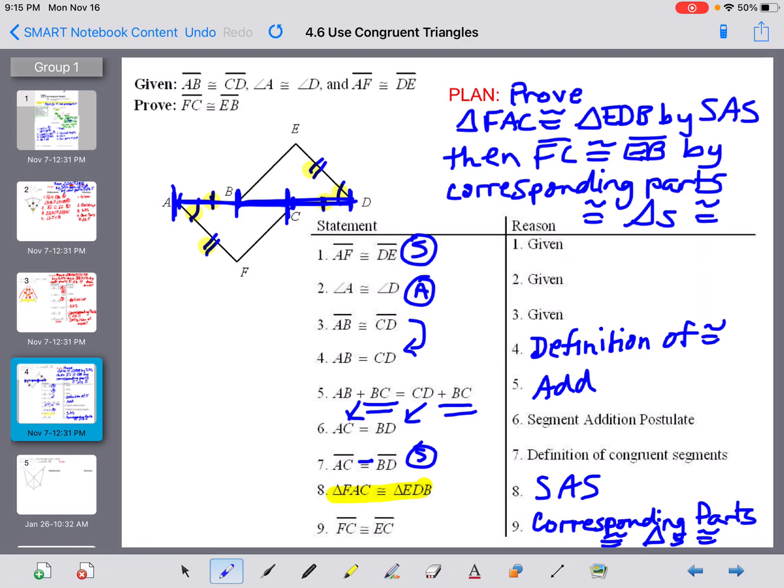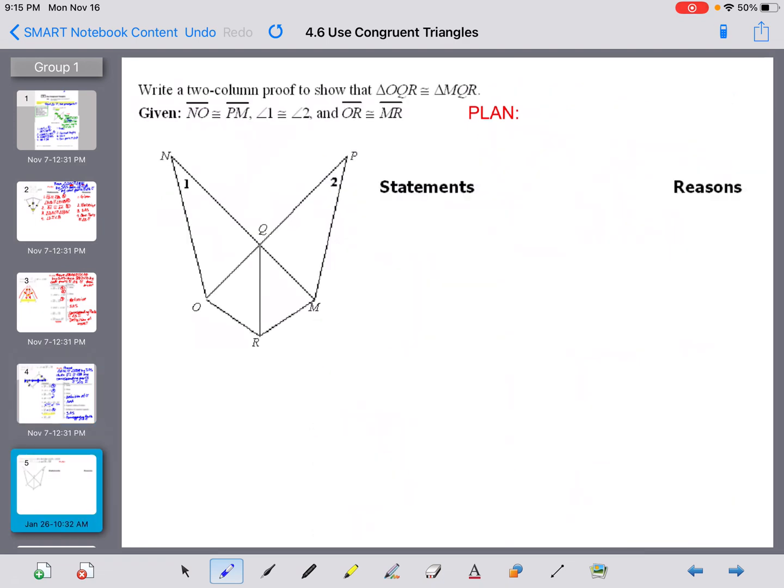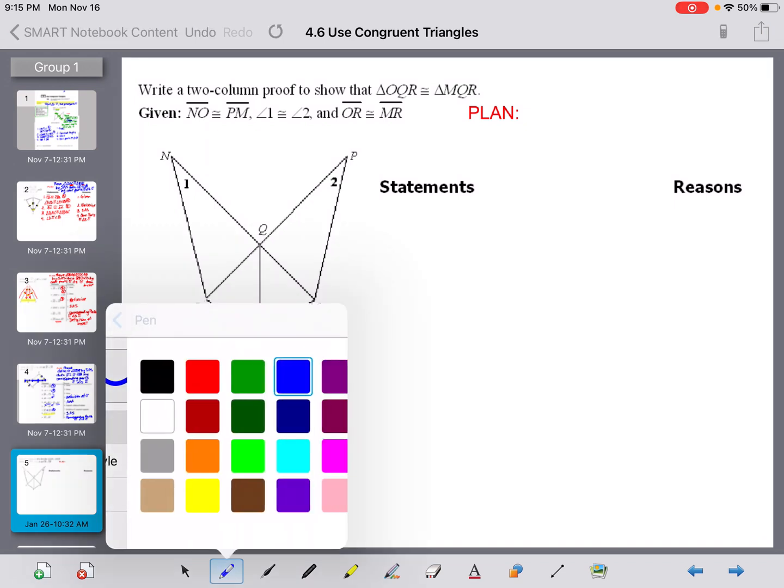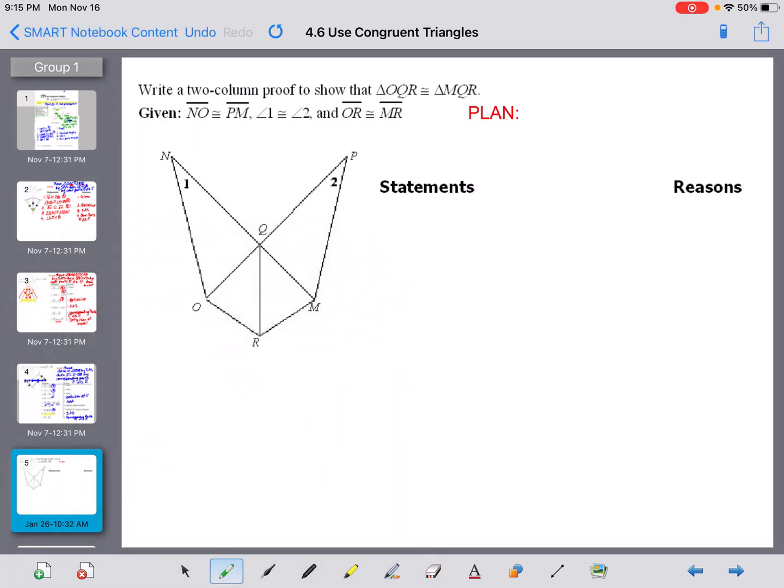Okay, those were our easier ones. I have two relatively harder ones to finish out the notes here as a good example and to show you kind of where some of this leads to. All right, lots of things going on here, lots of lines and triangles. Let's get some things marked. Okay, starting out, they say NO. Where is NO? NO is over here. Is congruent to PM over here. Angle 1 up here is congruent to angle 2 up here. And OR down here is congruent to MR. All of those are given.